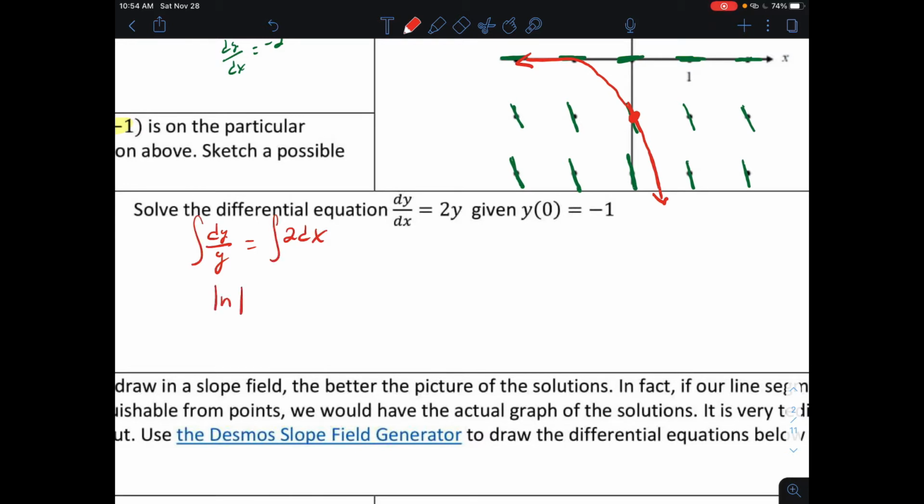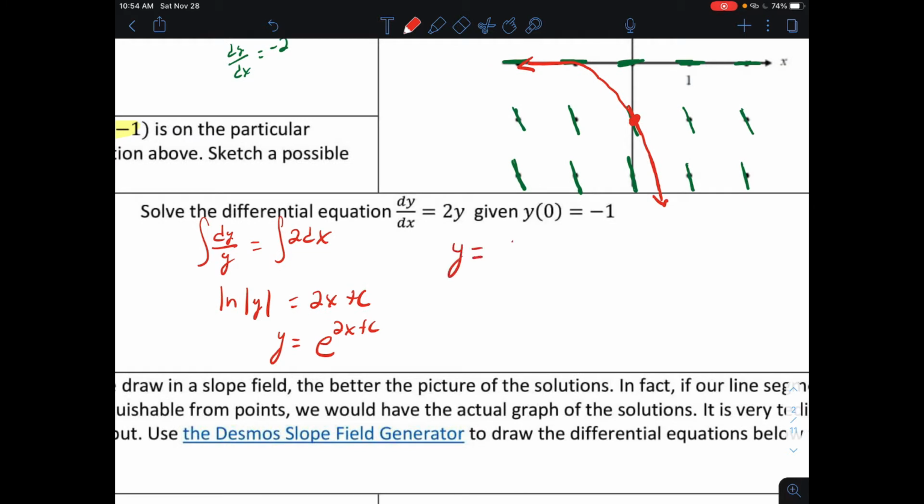That'd give us the natural log of the absolute value of y is equal to 2x plus c. And we would write that as y equals, we would go e to the 2x plus c power, which is equivalent to y is equal to c times e to the 2x. We use our initial condition. We put in -1 for y, 0 for x. We solve for c, and we get -1 to equal c. And so our particular solution should have been y is equal to -1 times e to the 2x power.